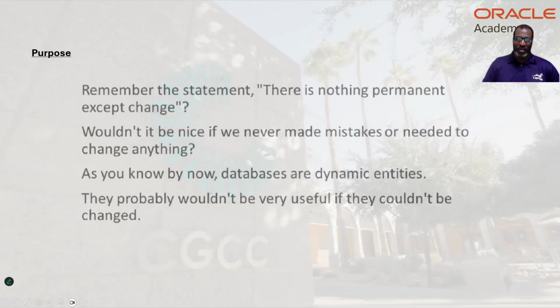Okay, remember the statement. There's nothing permanent except that. That's just stupid. All right. Yeah, we're going to go past that right quick. Wouldn't it be nice if we never made mistakes? Yeah, we all know this. We're all adults. We've made a lot of mistakes in our time.